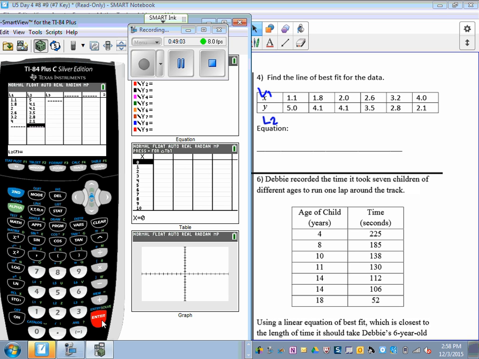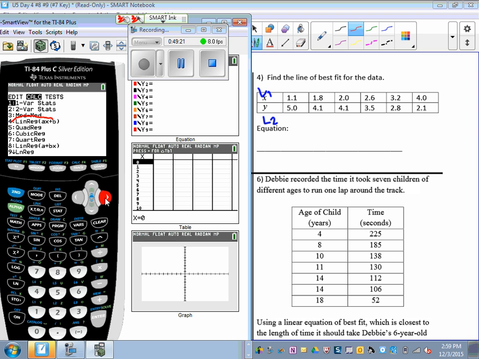Make sure your lists are the same length and that the numbers are right. 1.1, 1.8, 2, 2.6, 3.2, 4, 5, 4.1, 4.1, 3.5, 2.8. Alright, we have our list. So stat, calculate, arrow to the right. Again, linear regression is what we want here, number 4.